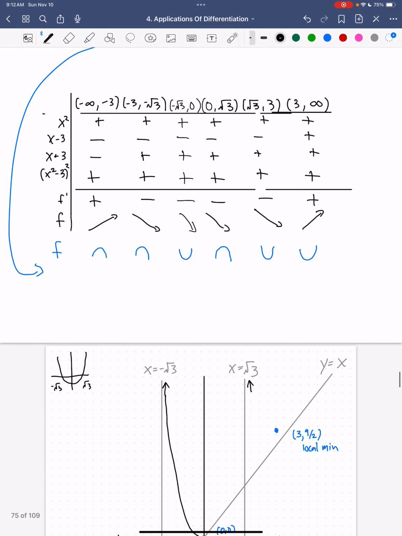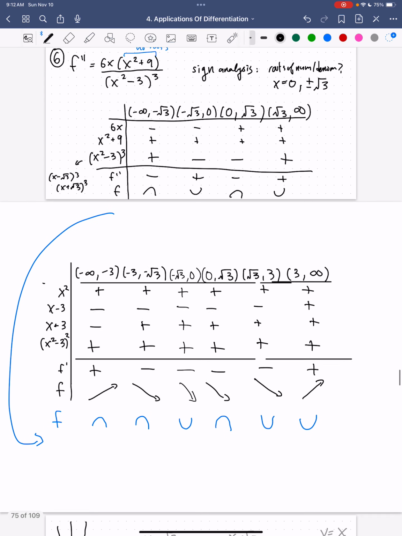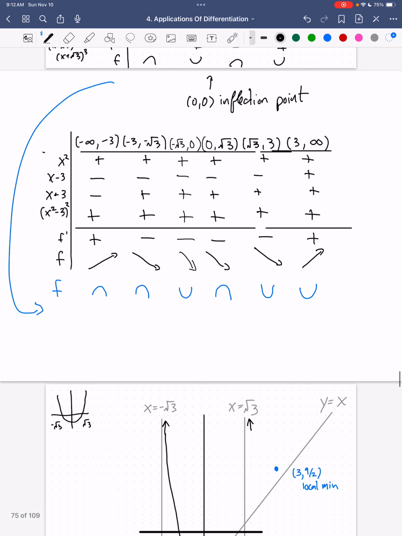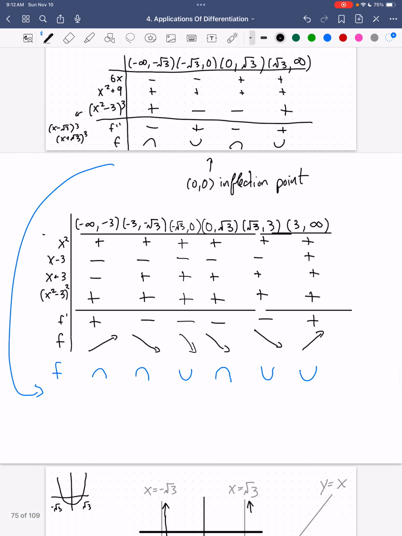That's good. And then now we are, oh, I guess I didn't point out that, shoot. 0, 0 is an inflection point. Sorry. There we go. Okay, because that's where we have a change in concavity that's actually a point. We do have changes of concavity at plus or minus root 3, but there's no point there. It's a vertical asymptote.